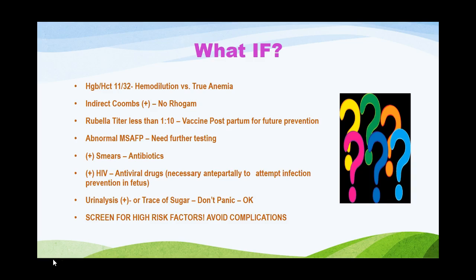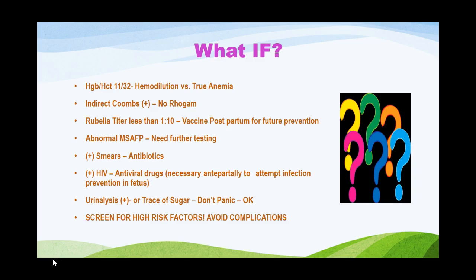All right, what if we find any of these particular things? Okay, so if we have a hemoglobin and a hematocrit, it's 11 to 32. Do we have hemodilution? We've got hemodilution versus true anemia. We've got to be able to figure that out. Remember that whenever you are pregnant, your cardiovascular system increases its plasma volume by about 50%, and then red blood cells only increase by somewhere between 18 and 30%. So we have a discrepancy in the increase of those two things, which put pregnant women at risk for that false anemia.